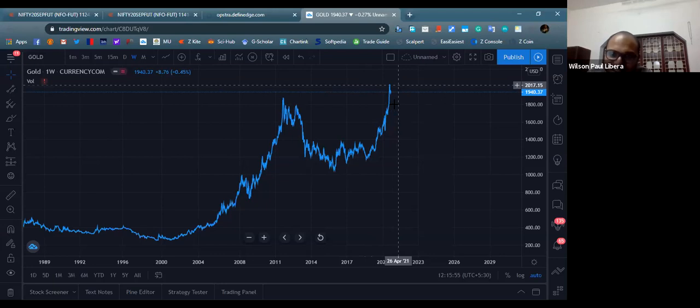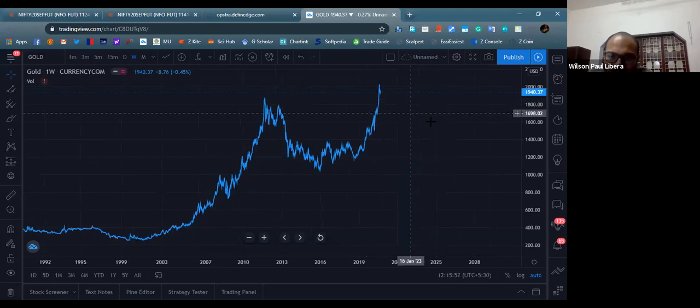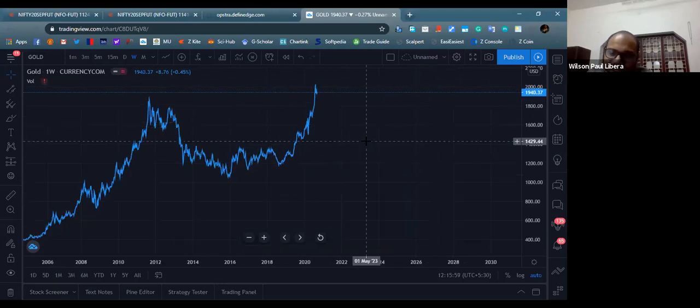And barring the last few days, it was like flying away. Gold was flying away. So from here you can see prices moving all the way up. So what do you see? What is your trend analysis for gold? The trend is bullish on a monthly time frame. Sorry, this is a weekly time frame.